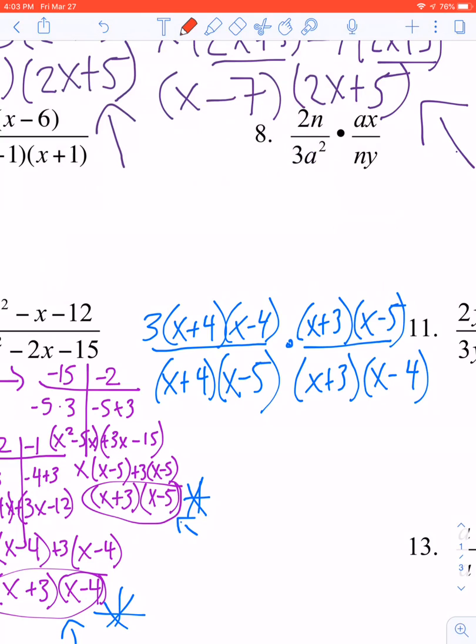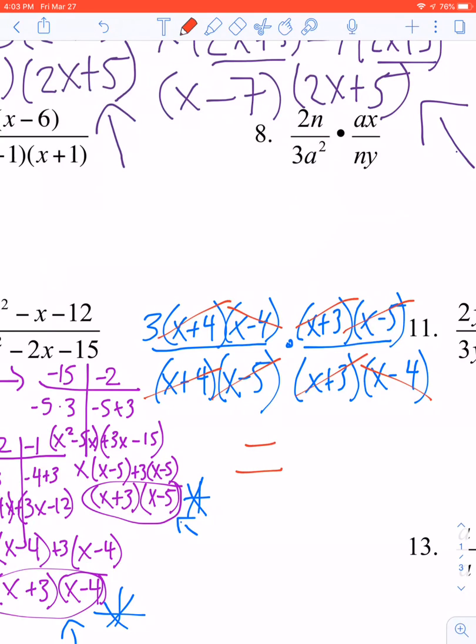So anything on the top that has something on the bottom, it doesn't have to be in the same fraction, it just has to be on the top and the bottom. So this x minus 4 can go away with this x minus 4 because you're multiplying across. Okay, so anything on the top can cancel with anything on the bottom now. This x minus 5 and this x minus 5, this x plus 3 and this x plus 3, this x plus 4 and this x plus 4.